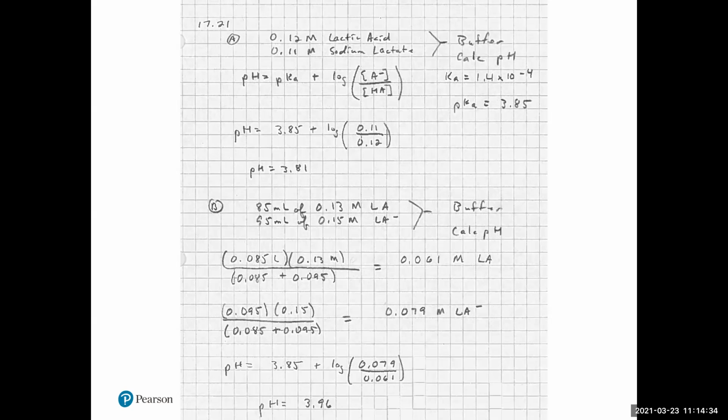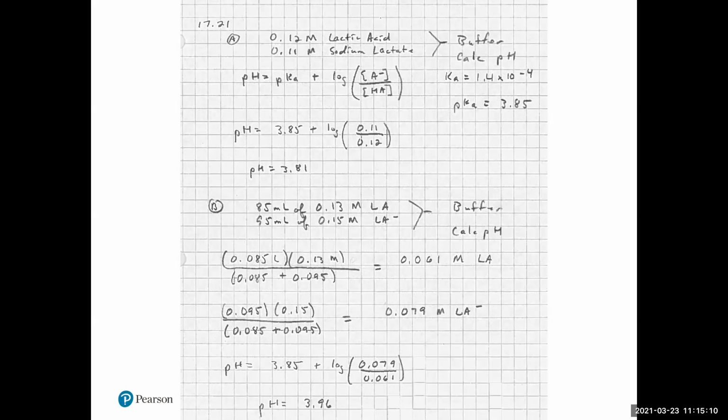We multiply that times the molarity, 0.13 moles per liter. Now our numerator is in moles. The denominator will be total volume. So we have our 85 mils of the acid, 95 mils of the lactic acid ion, and then we can convert those into liters, so we have 0.085 liters plus 0.095 liters. That gives us our total volume. We do that math and we get a molar value for lactic acid.